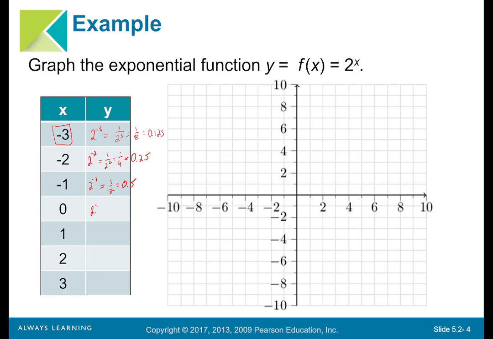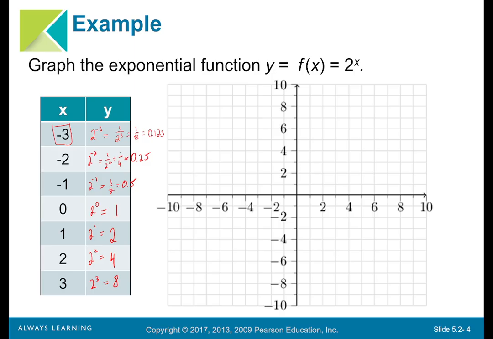The next one, we have 2 to the 0, and we know anything to the 0 power is 1. And then we have 2 to the 1. Well, that's just 2. 2 squared, that's, of course, just 4. And 2 cubed, well, that's 8. So now we have a bunch of xy points. We can plot them on the graph and find our actual function.